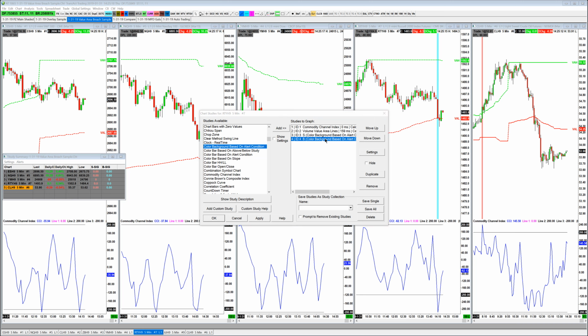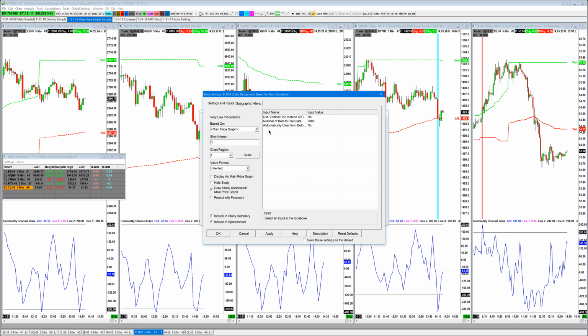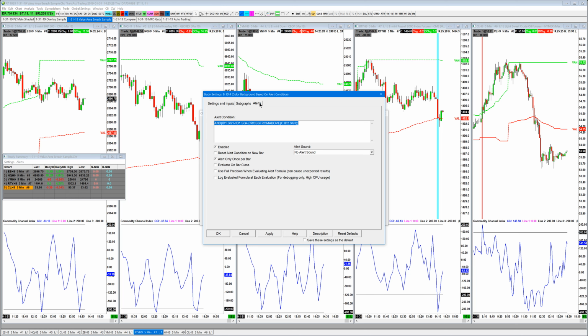And in the settings section, in the subgraphs tab, you're going to pick the color. So this is clearly our buy signal, all right? And you really don't have to mess with any of these inputs here. You can leave them all there. It's the alert tab that you're going to care about the most, because we actually have to input the condition.